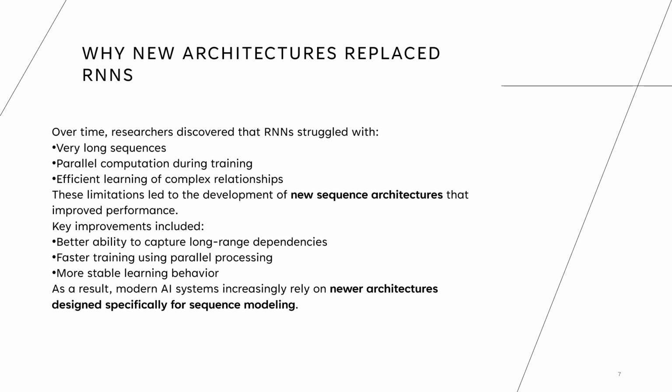Because of these limitations, new sequence modeling architectures were developed that could better capture long-range relationships and train more efficiently. These newer approaches introduced ideas such as parallel processing of sequences and more direct mechanisms for connecting distant parts of the input. As a result, many modern AI systems began moving away from traditional recurrent neural networks and toward architectures specifically designed to overcome these challenges.